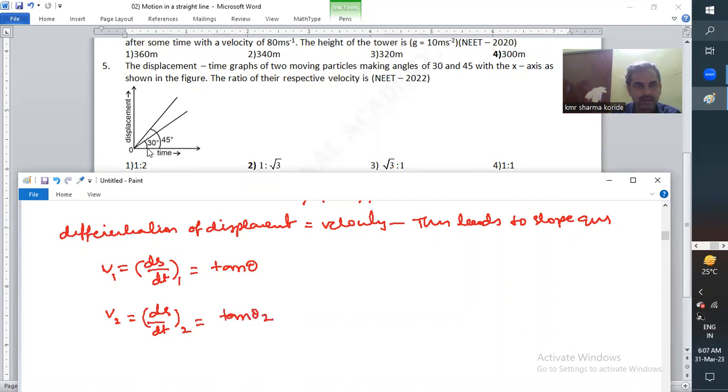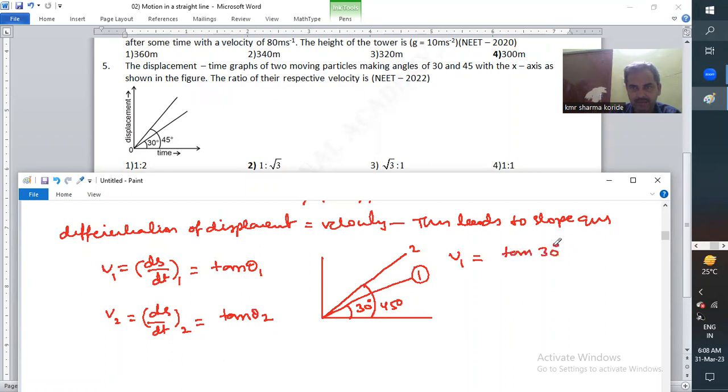Now, the first particle is making an angle 30 degrees with the x-axis. You call this the first particle. The second particle is making a little more angle, 45 degrees, with the x-axis. So therefore, V1 you can directly write as tan theta 1, so tan 30 degrees. Similarly, V2 is tan 45 degrees.